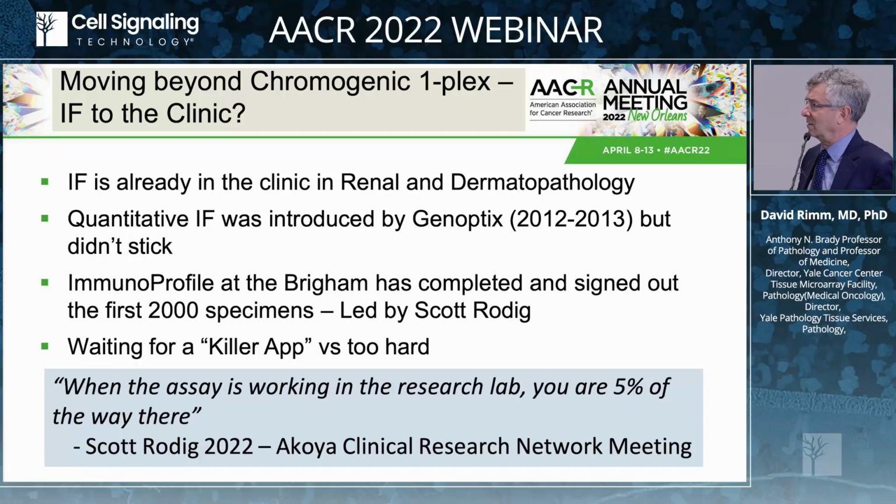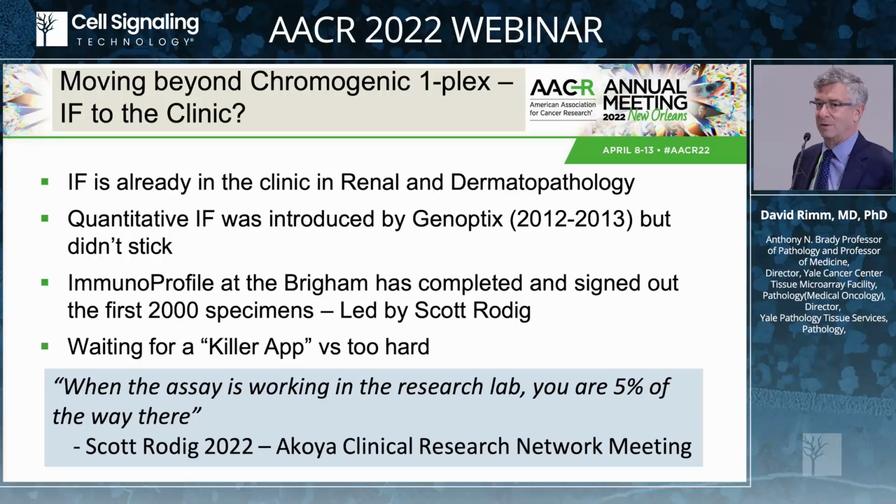But there is a group now that's led by Scott Roda at the Brigham, and they call their profile Immunoprofile. They're using the Polaris platform and an Akoya antibody kit to actually bring immunofluorescence into the clinic, and they've done the first 2,000 specimens. He's preparing the manuscript on that, and I've seen it presented once, but it hasn't been broadly presented yet.